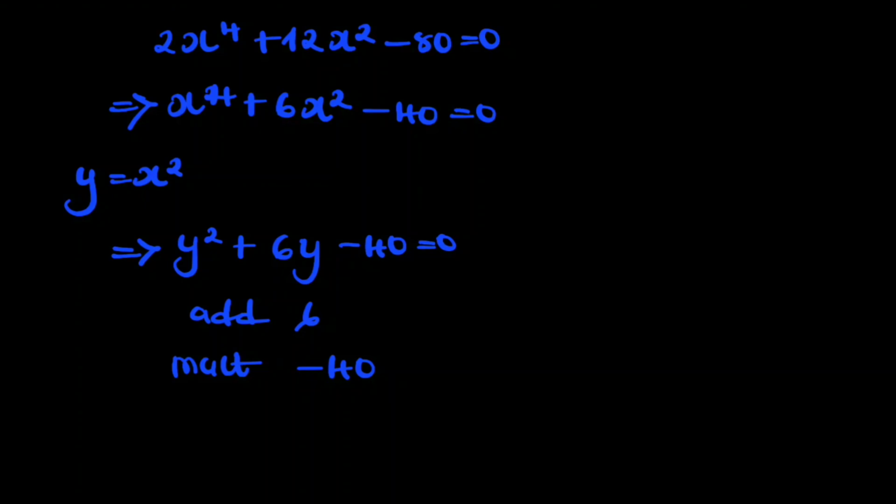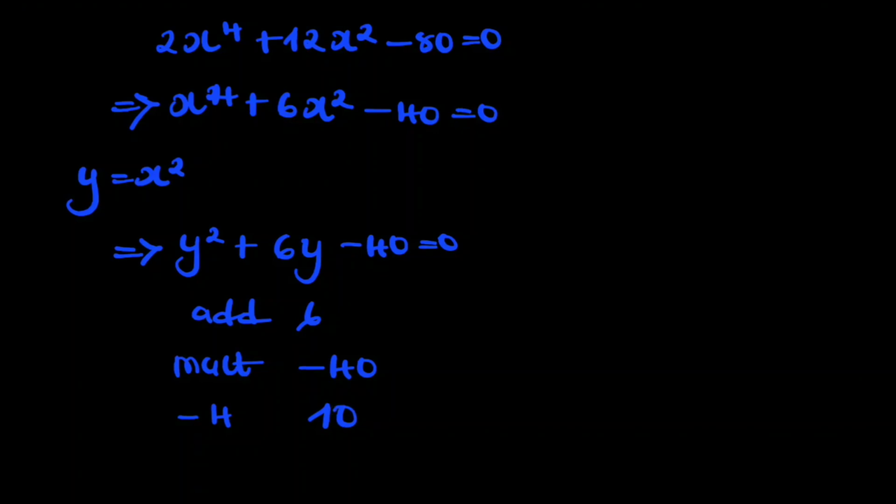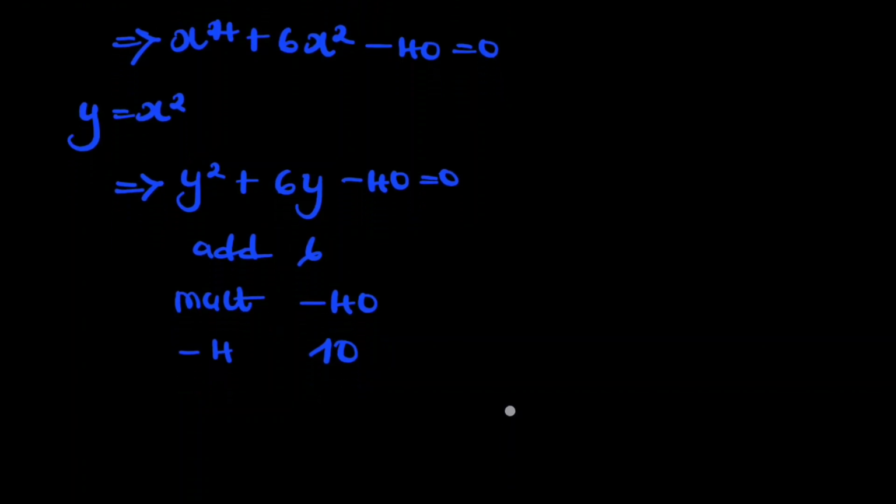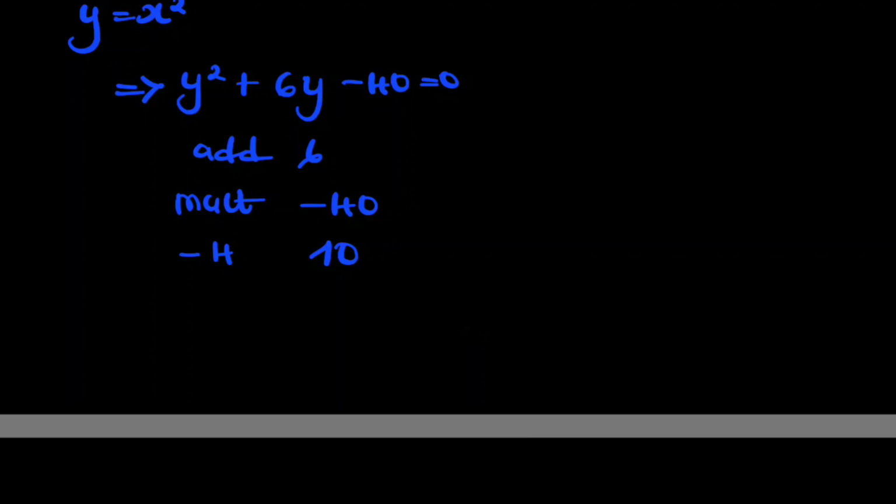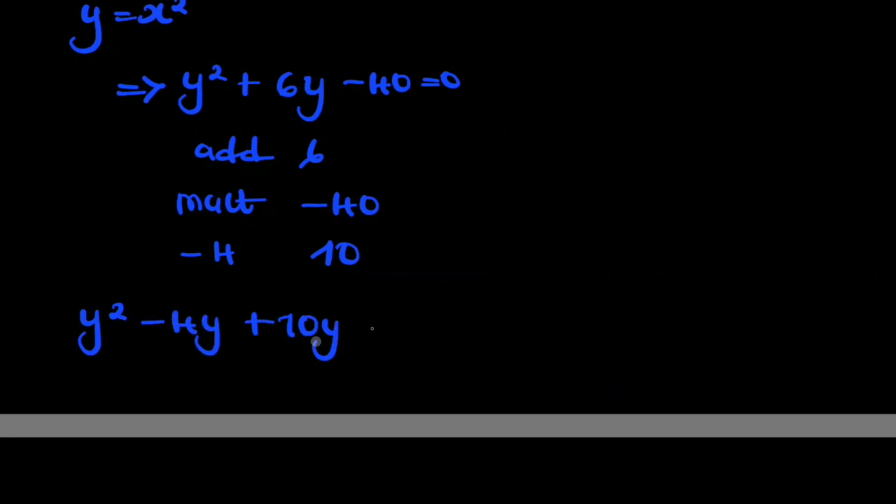Now we need to look for the factors. We can take minus 4 and 10. If we have minus 4 plus 10, it's going to give us 6. And if we have minus 4 times 10, it will be minus 40. So these are our two values. Now we can substitute them, replace them with the middle value. So it's y^2 - 4y + 10y - 40 = 0.